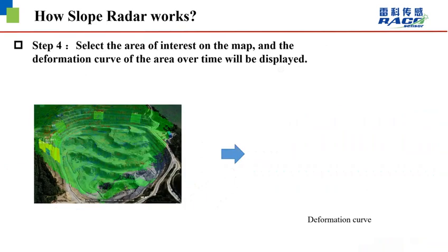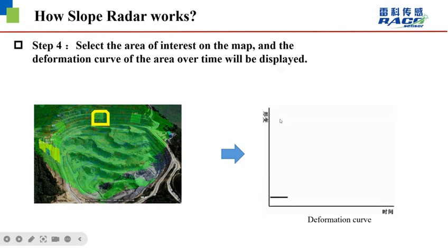Step 4, we can select the area of interest on the map, like this. And the deformation curve of the area over time will be displayed.